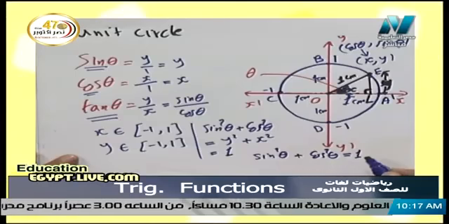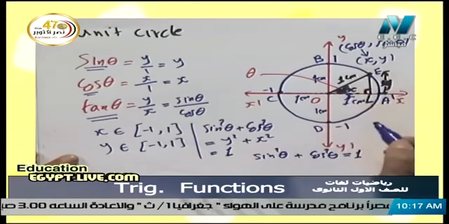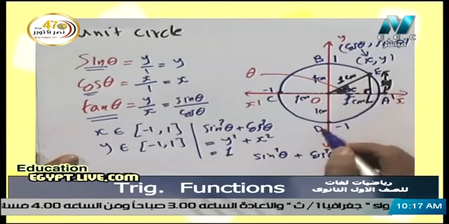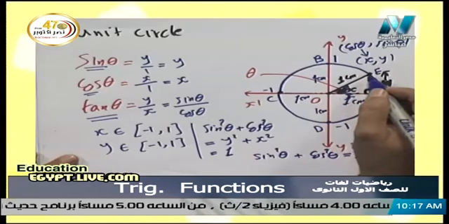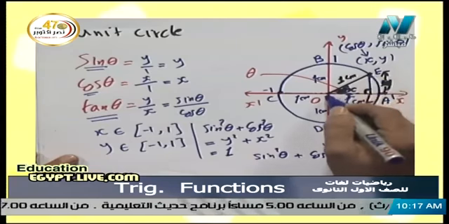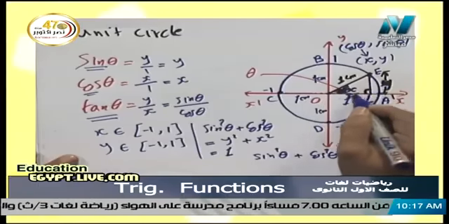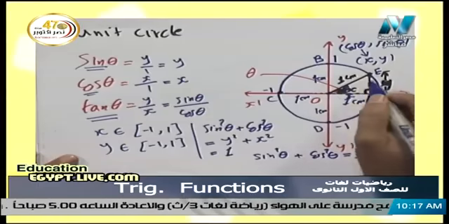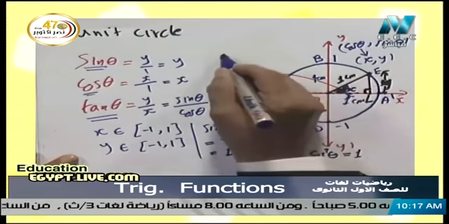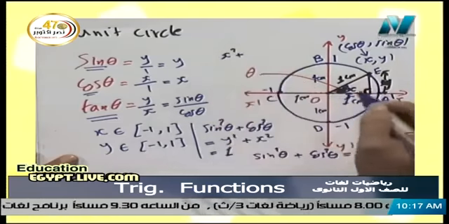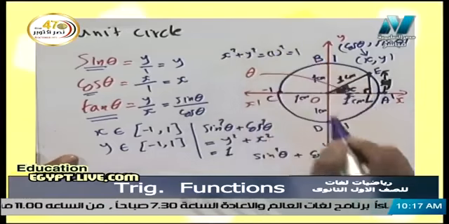Why are they equal to 1? Because we have here right angle triangle ELO, right angled at L, and if we apply the Pythagoras theorem, EO squared, which is hypotenuse squared, of course equals y squared plus x squared. So x squared plus y squared equals 1 squared, which is equal to 1.